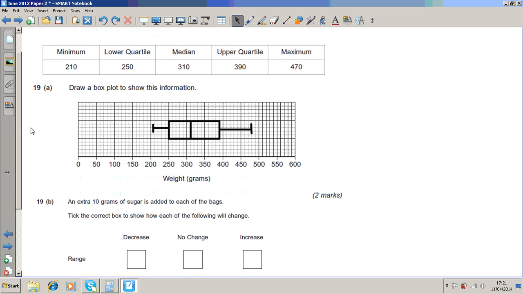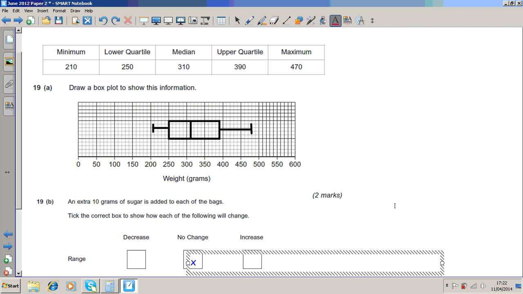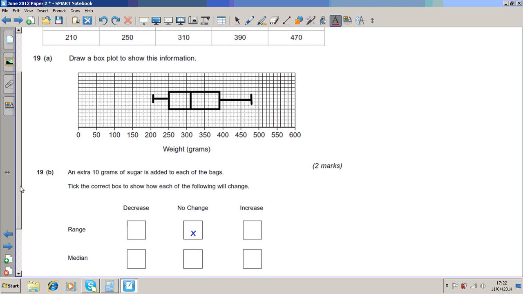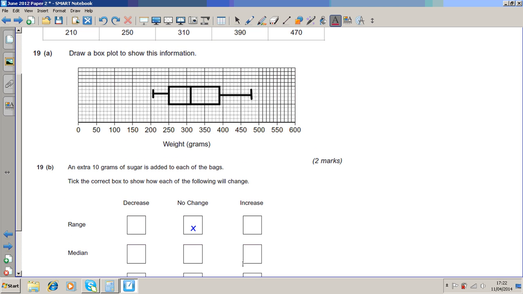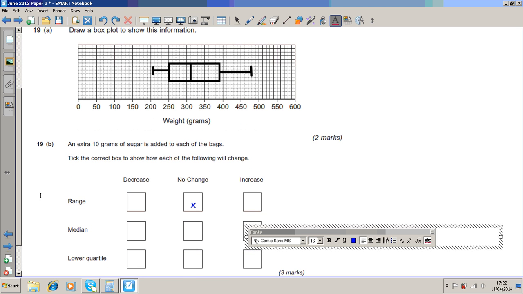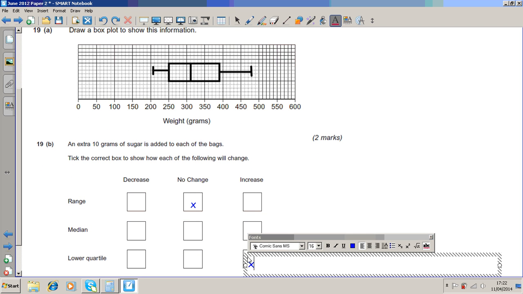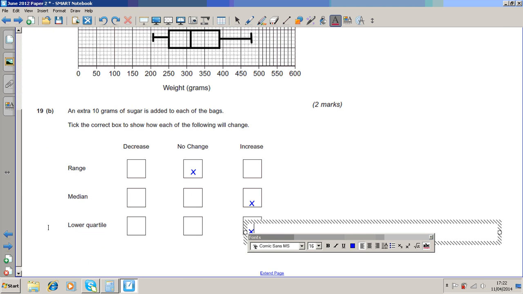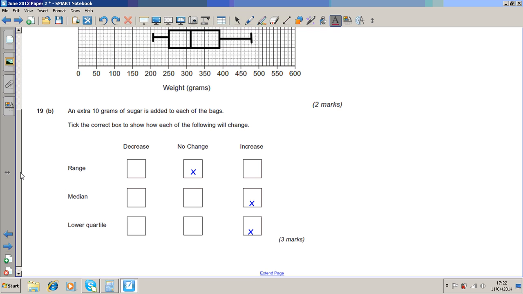Okay, so an extra 10 grams of sugar is added to each of the bags. Well, that's going to make everything move up 10 grams. So, take the correct box to the range. Well, the range will be the same. The lowest would be 10 more, and the highest would be 10 more, so the range would be the same. So, that would be no change. The median will move 10 up, so that will increase by 10. And the low quartile will move 10 up, so that will be an increase by 10. And there's your answers.